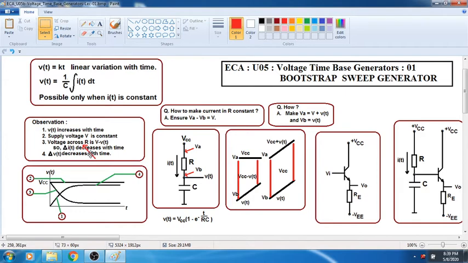So progressively we will observe that the voltage across the resistor will be coming down. What is the voltage across the resistor? The voltage across the resistor is equal to the supply voltage VCC, which I am calling V. V minus Vt is the voltage across the resistor.